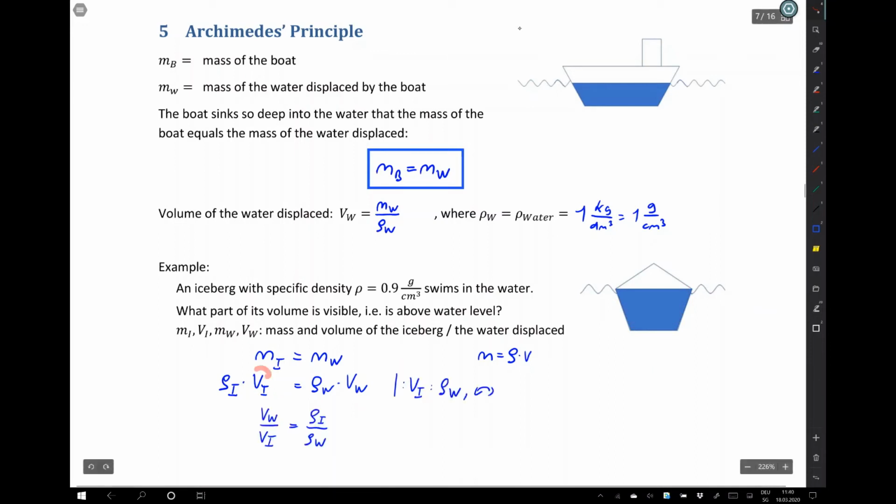We divide now by V_i and by rho_w, and we change the sign, so we get this relation here. And note that V_w divided by V_i means what part of the total iceberg is submerged. And we see that the ratio of the submerged part to the total volume is 0.9 or 90%, so 10% are above the water, are visible.